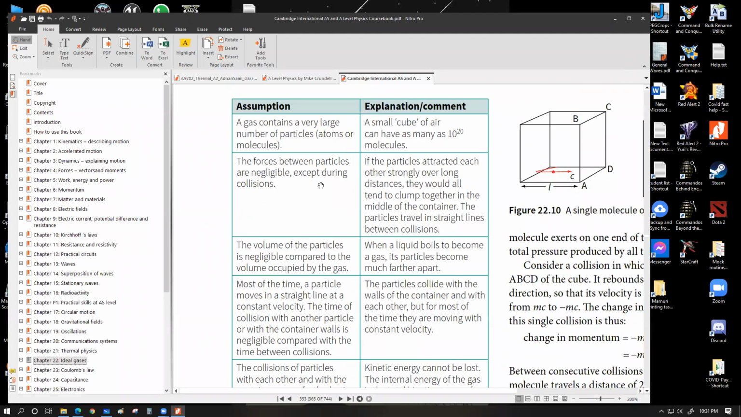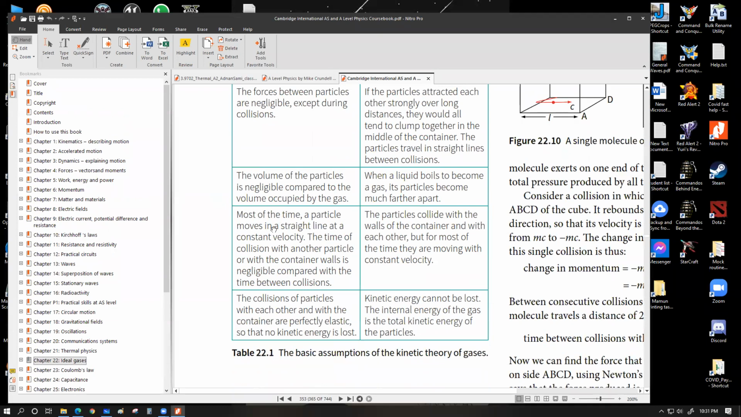You have to understand all of these are ideal gas assumptions. Assumptions means they are a highly simplified scenario of a much complicated realistic case. Then, most of the time the particle moves in a straight line at a constant velocity. The time of collision with another particle or with the container wall is negligible compared with the time between collisions.